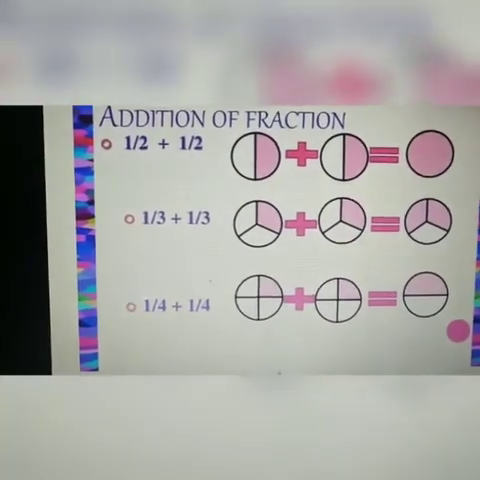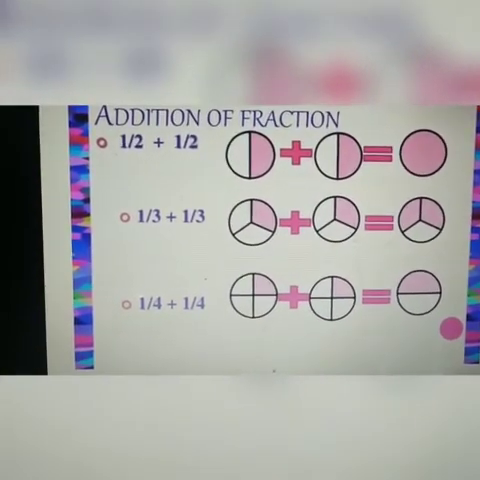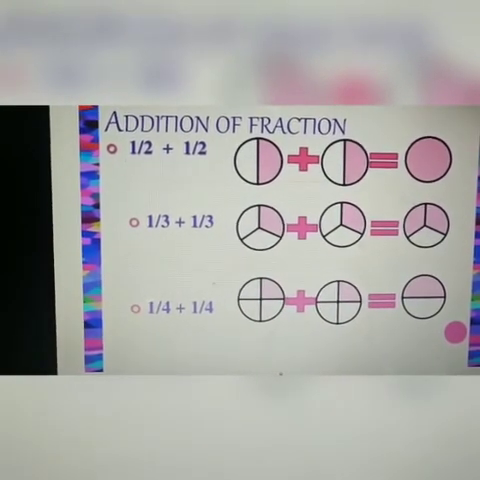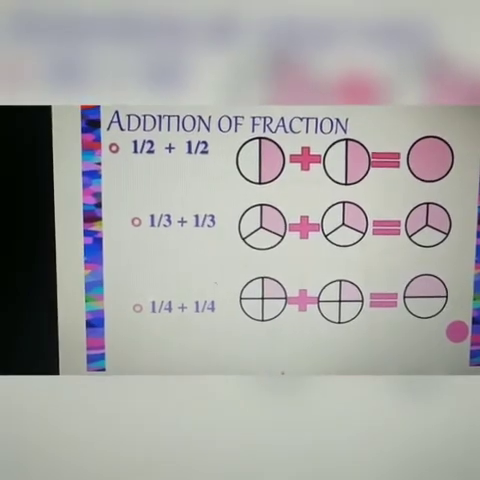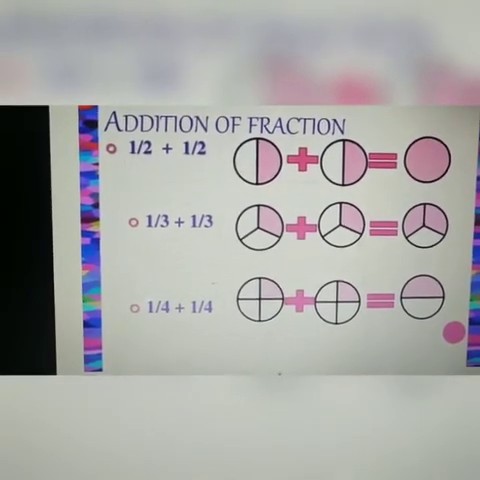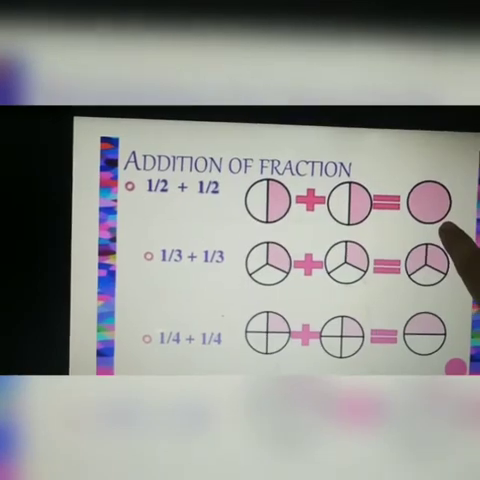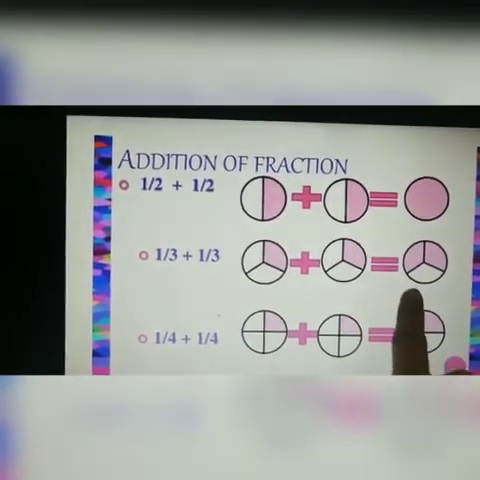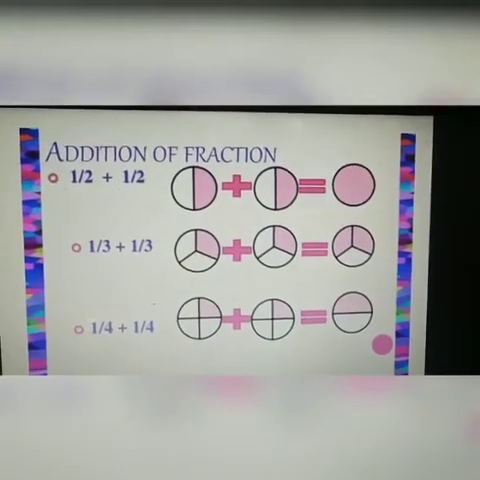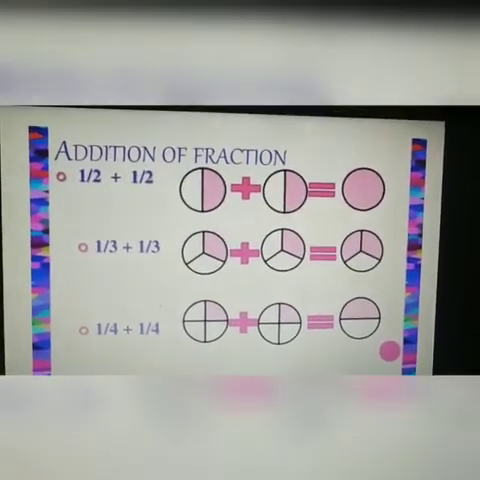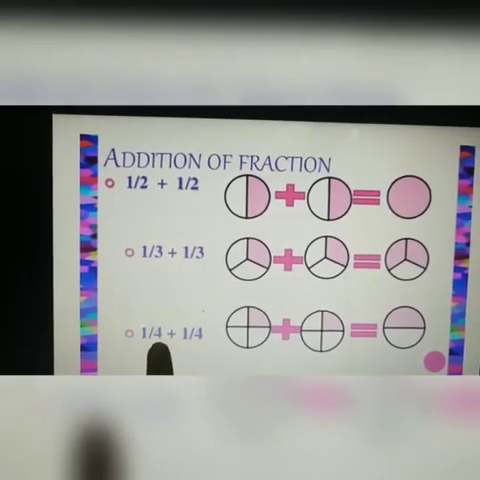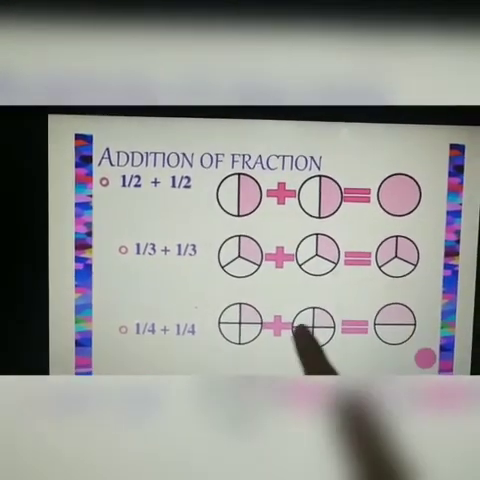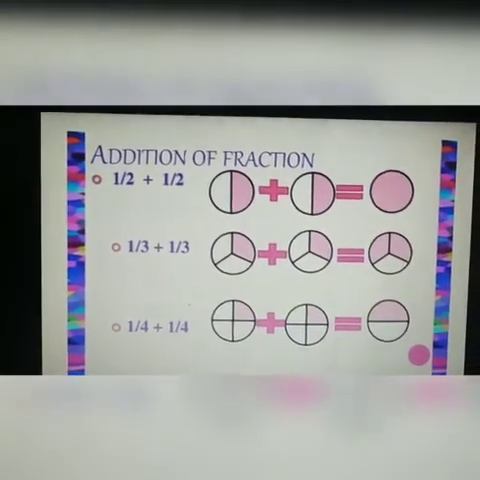Now we see addition of fractions. How do we perform the addition operation in fractions? If we add 2 halves, we get 1 whole. If we add two 1/3s, we get 2/3. And if we add two 1/4s, we get a half. So this is the addition of fractions.